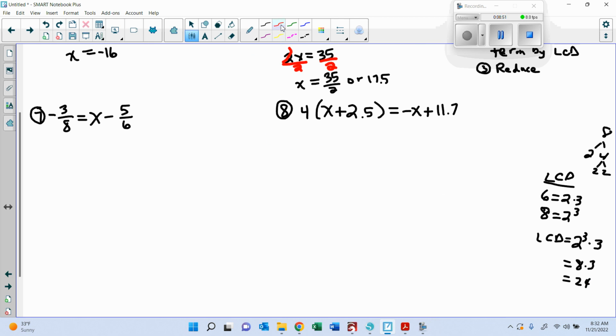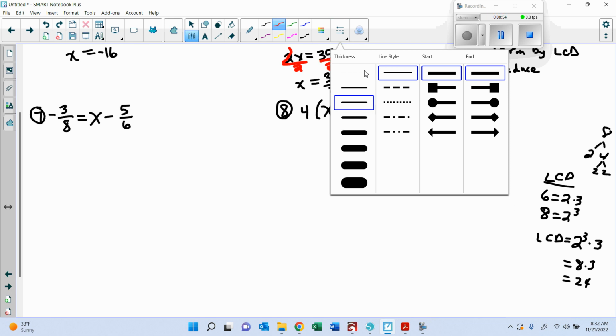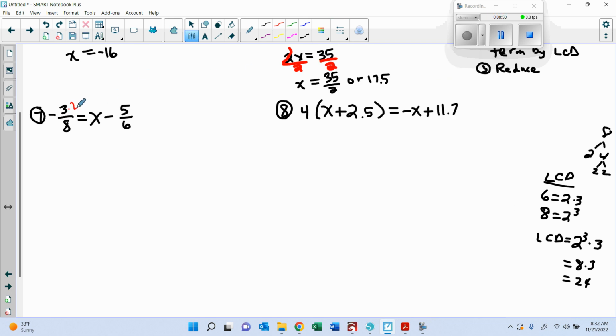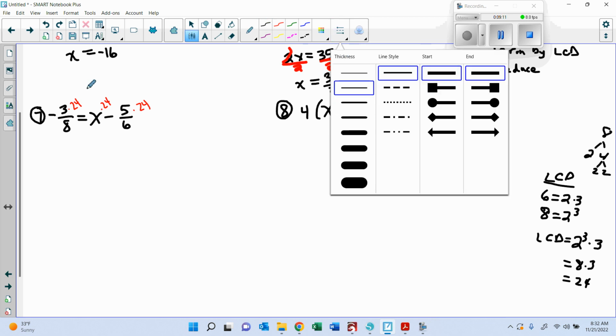So I'm going to multiply every term here by 24. And I'm going to use a little thin line here. So I'm going to do times 24. Times 24, this is the one that gets missed the most. Just because it doesn't have a denominator doesn't mean you don't multiply it, because you completely change the problem if you don't multiply every term by 24.